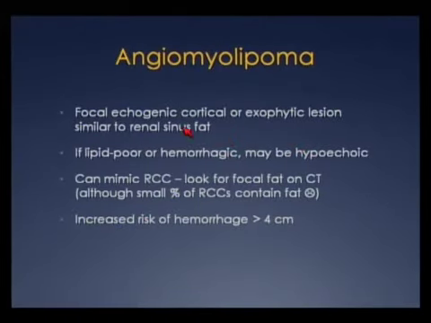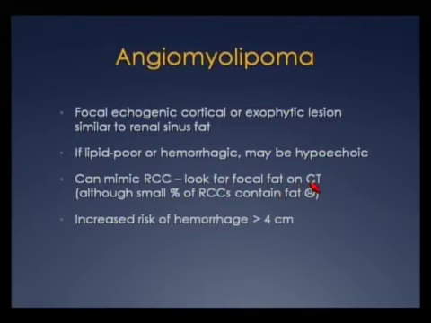Now, angiomyolipomas are typically echogenic lesions that are either in the renal cortex or exophytic, and they're similar in echogenicity to the renal sinus fat. My experience has been that these are more typically cortical rather than exophytic, and that may help sometimes in differentiating them from renal cell carcinoma. However, if they're lipid poor or hemorrhagic, they may be hypoechoic, and this makes a diagnostic conundrum for us. We really don't know what to do with these, and in some patients, this prompts further evaluation with CT or MRI to look for focal fat, but may also be an indication for biopsy.